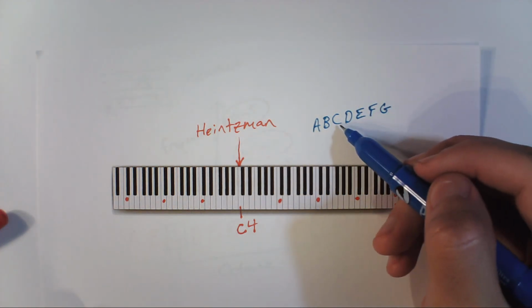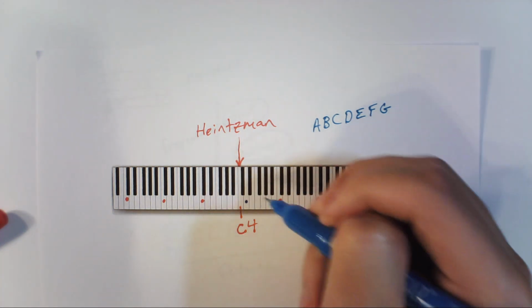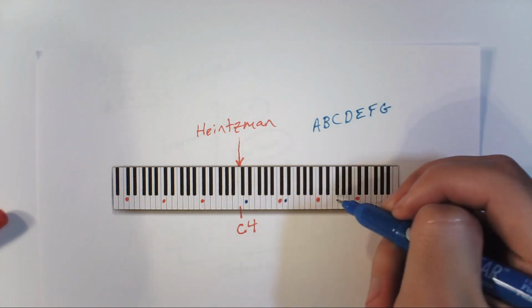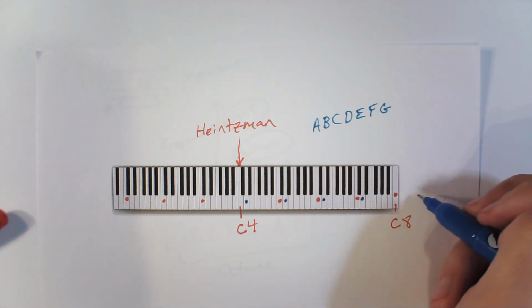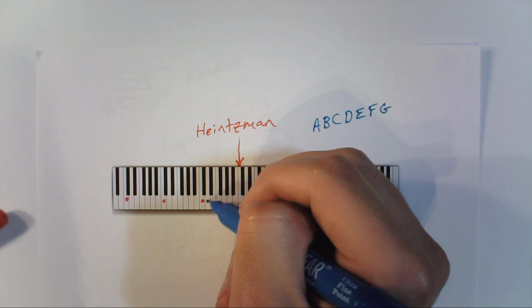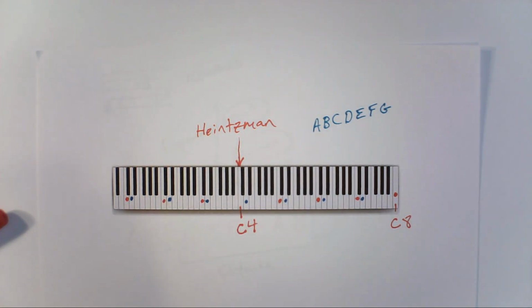You might guess that if I go forward in the alphabet from C, the next note is going to be D. And in fact, all of these notes are D, and we run out of keys there. So I have just labeled in blue all of the notes D on the piano.